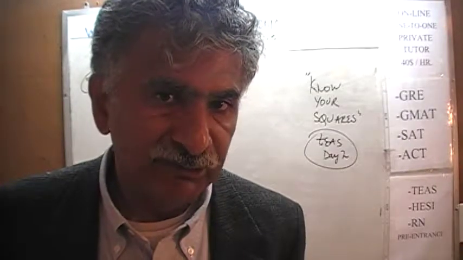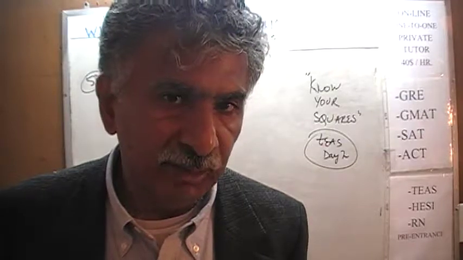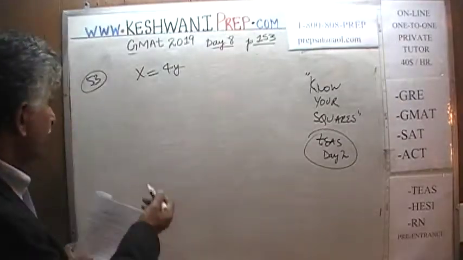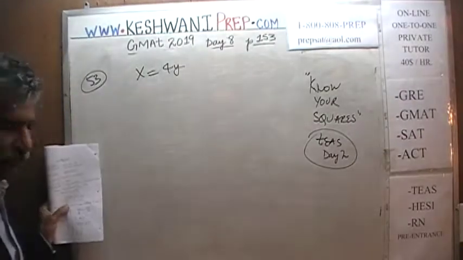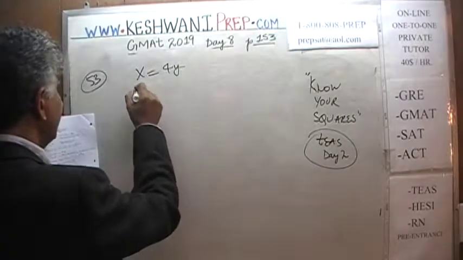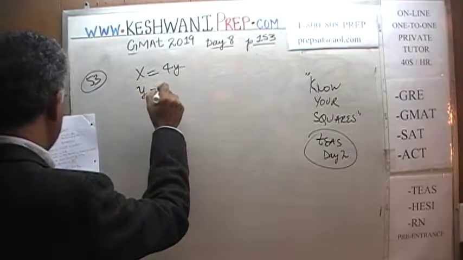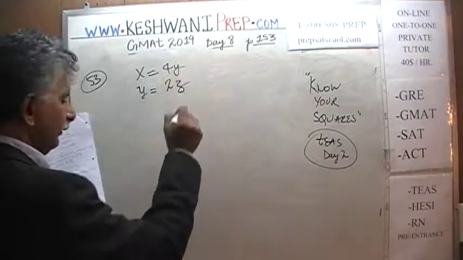In other words, city x has quadrupled the amount of population that city y has, which I'm writing here as x equals 4y. They go on to tell us that city y apparently has 2 times the population of city z. Let's see how they phrase it.